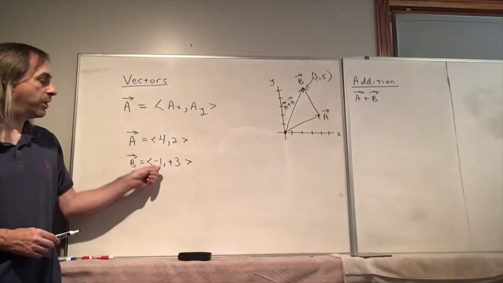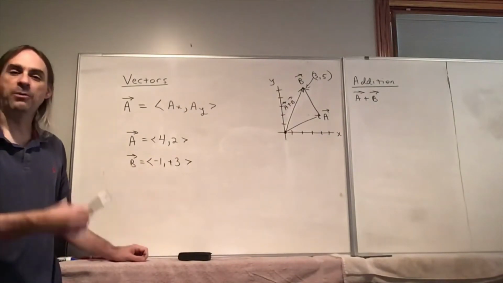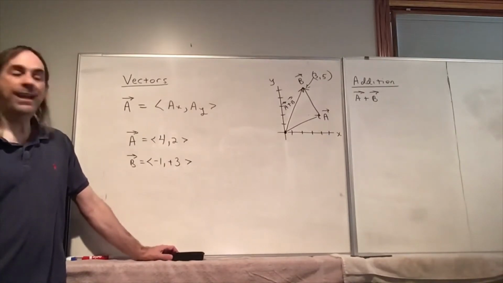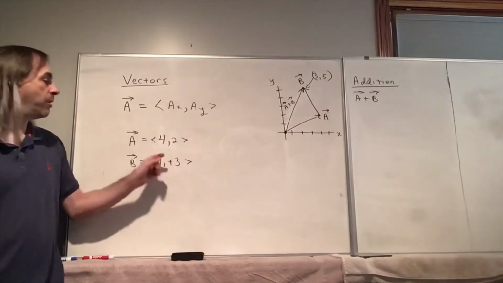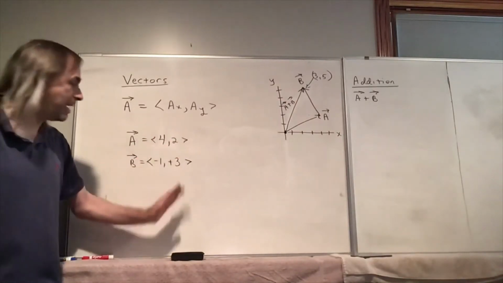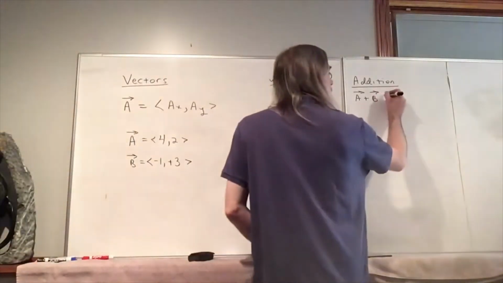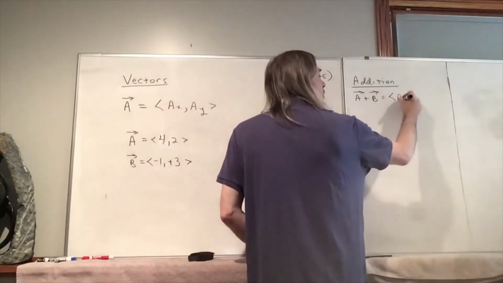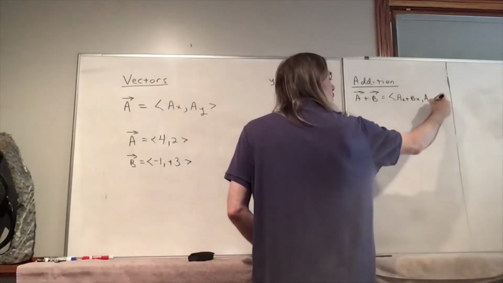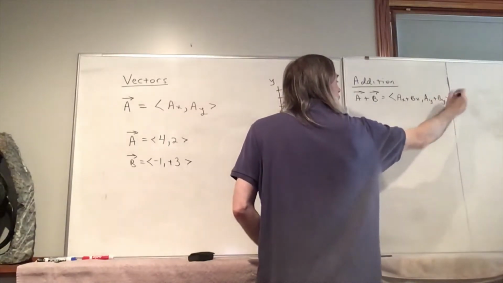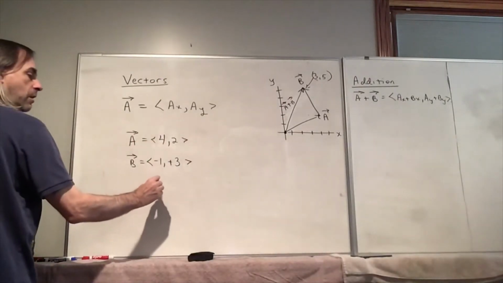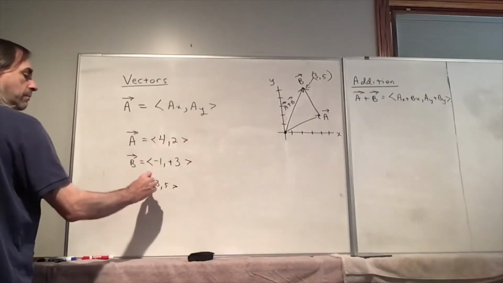Just add the x components to get the x component of what's called the resultant vector. Like A plus B is the resultant vector. So it has two components. To get the x component of the resultant, you add the x components of whatever vectors it's made up of. Same with the y direction. So let me write this. If you just look at the formula, it might look kind of complicated, but it's really not. So again, if you just want to add these vectors, 4 plus -1 is 3. 2 plus 3 is 5. Very easy.